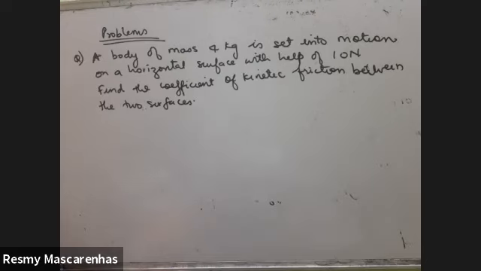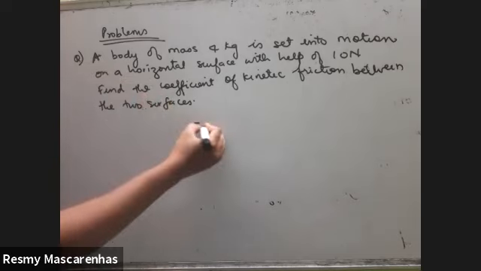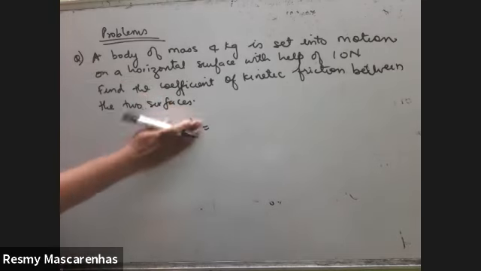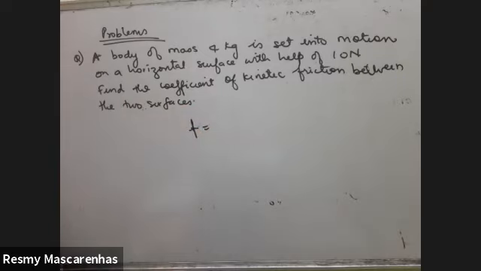A body of mass 4 kg is set into motion by applying what? A horizontal force on a horizontal surface. It's like pushing the body with the help of 10 Newton. So find the coefficient of kinetic friction between the two surfaces. Now the only formula related to friction which we know is F equals mu into N.